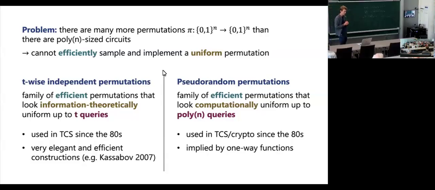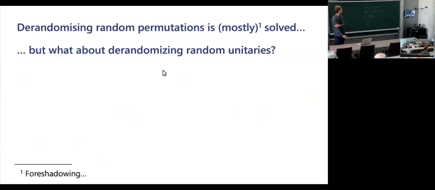Very beautiful. Okay, so that's the situation on the classical side. And now we want to do this quantumly. The quantum version is derandomizing random unitaries. Also, this mostly will come back to later.